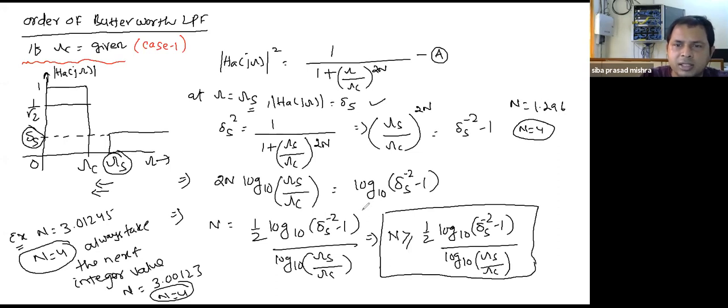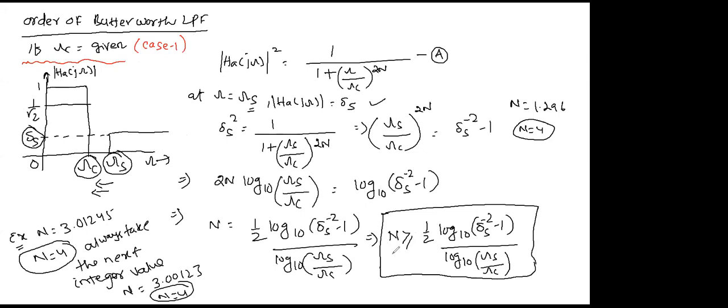Okay, so this is a formula for the order of the Butterworth low pass filter, if omega c is given. Clear? So you have to remember this formula. In the exam, they will give the specification like omega c, omega s, del s. Then we have to use this formula to find the order of the filter. Okay, clear?